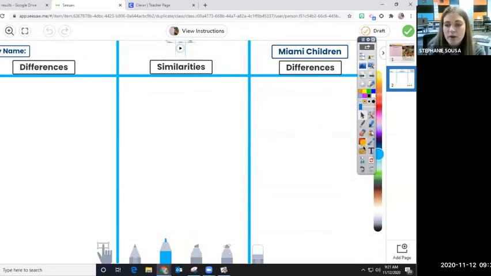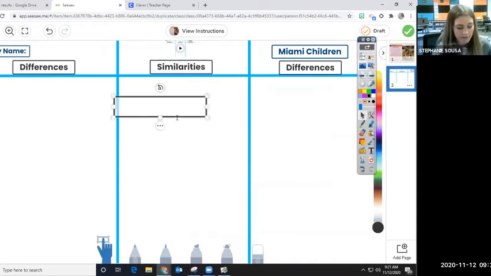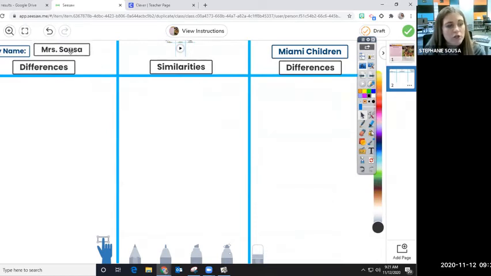On slide 2, you have a comparing and contrasting chart, which works similarly to the Venn diagrams that we've been talking about. You will notice on this side, it says my name. Go ahead and put your name there, because you're going to compare your life with the children from the Miami tribe. So put your name up there, not my name, your name. Put your name up top here.